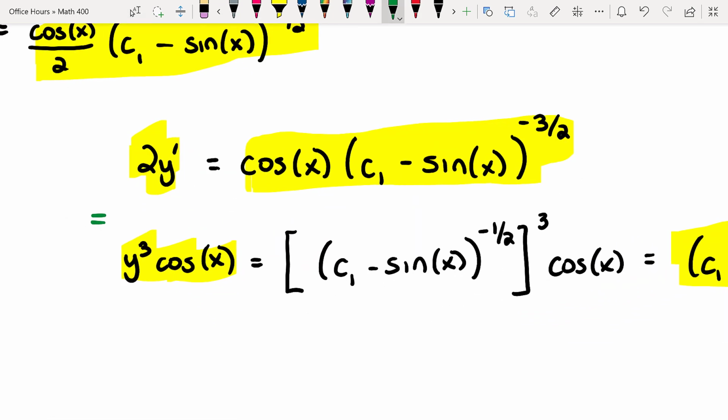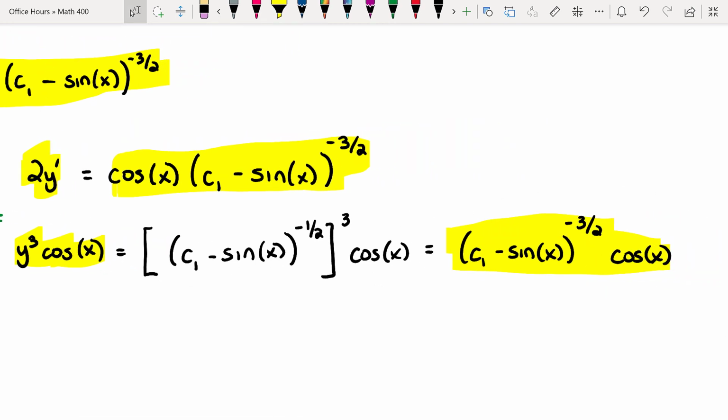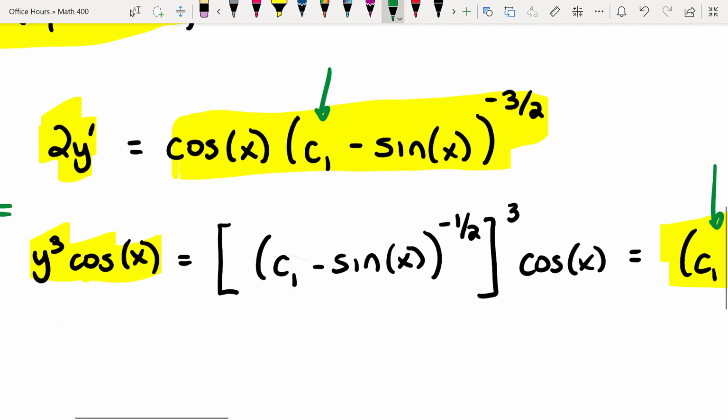In fact, when we did all the computation, you can see the highlighting just shows they're going to be the same. We could choose c sub 1 to be pi, or we could choose c sub 1 to be 287.8, whatever we want. No matter what we choose for c sub 1, these two equations, 2y prime and y cubed cosine of x, will be the same.